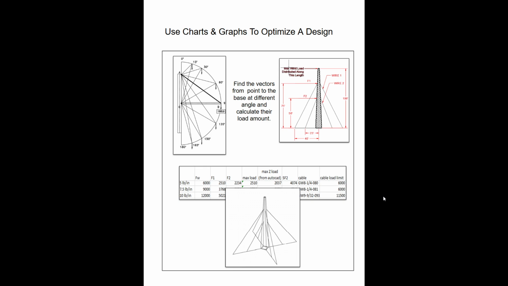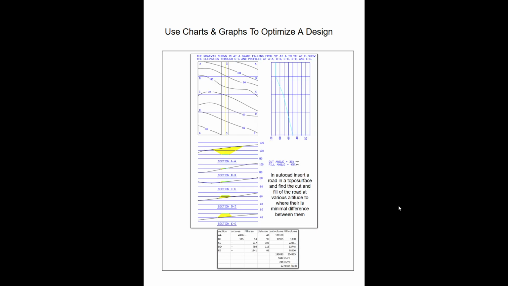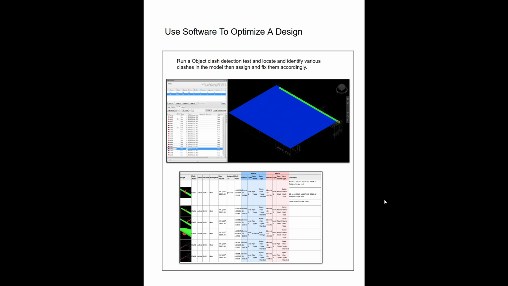Sometimes we use it to actually size or optimize, to use the smallest device that actually will hold the loads and work. And so we use charts and graphs to do that too. And sometimes we use those to visualize what our graphs down below mean. So those are some things that we do about optimizing designs. Sometimes we just use the software to do it for us. Okay, and that's an example of Navisworks and clash detection.